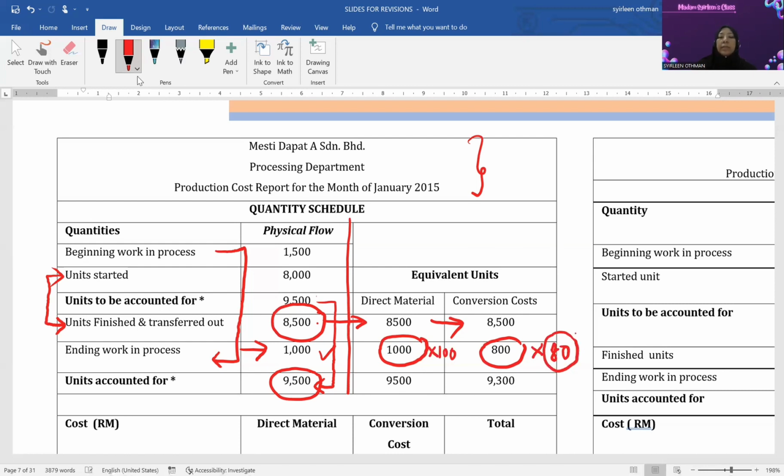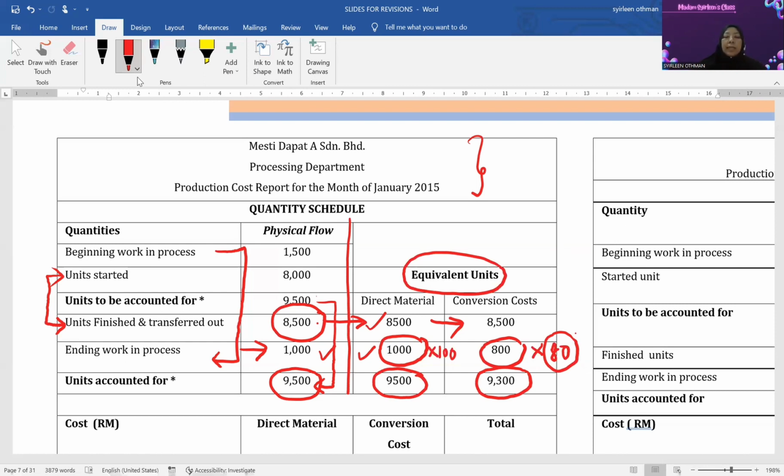So you have 8,500 campur ending WIP for respective item, and you'll get this. This is units accounted for. Units accounted for ni is actually the equivalent unit. Unit ni yang kita akan guna untuk kira cost seunit produk.